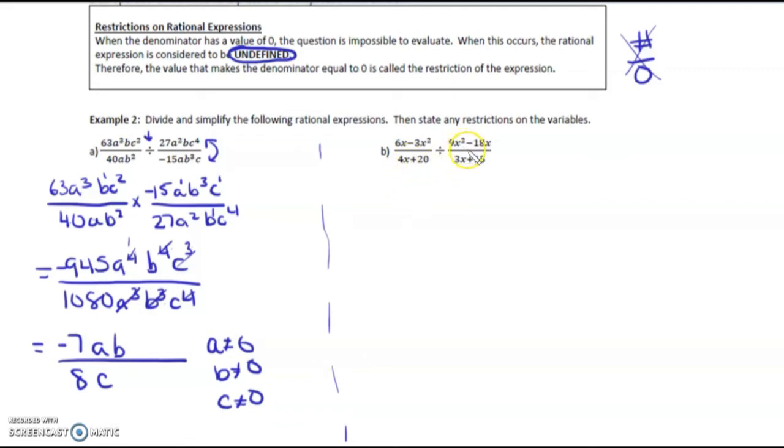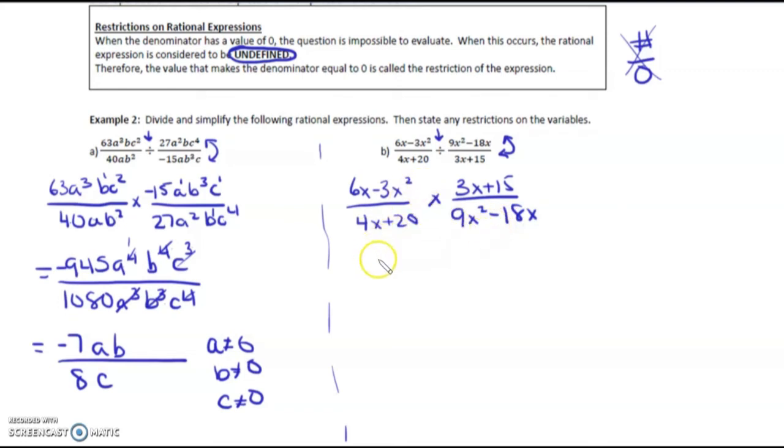Okay, b. We can't start yet because there's a division, so let's just rewrite the numerator and the denominator for the first fraction, or the rational expression, and then let's take the reciprocal of the second one. So we get 3x plus 15 on the top, and 9x squared minus 18x on the bottom.